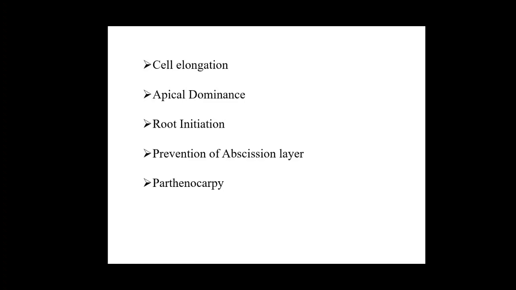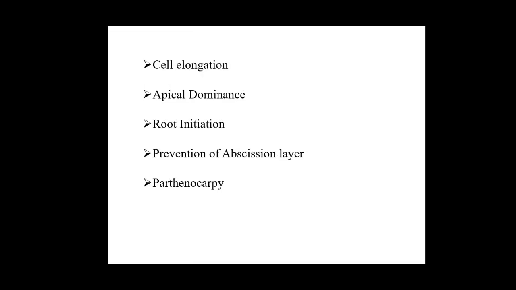The next physiological effect is root growth and root initiation. Auxins promote root growth only at extremely low concentrations, that is, a concentration of 10 raised to the power minus 7 to 10 raised to the power minus 13 molar. However, at high concentrations, auxins inhibit root growth. In fact, the concentration of auxin which is most suitable for shoot elongation is always inhibitory to root growth. This inhibition is thought to be caused by the production of ethylene.